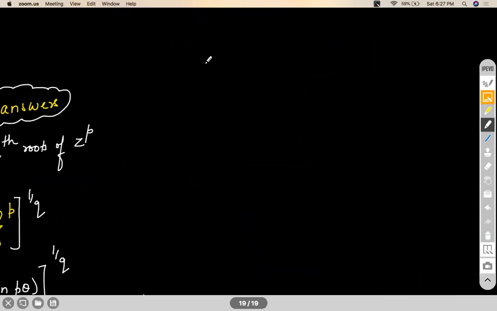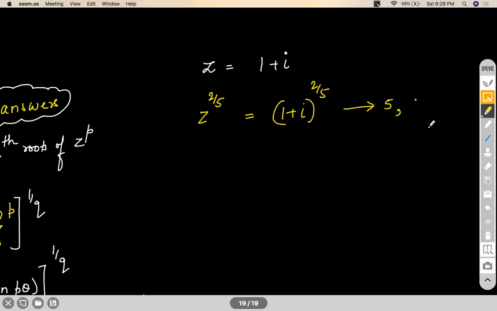Let's say I have a complex number 1 plus i. I'll take a simpler case. I'm raising it to the power of, let us say, 2 by 5. So I want to raise it to the power of 2 by 5. How many answers should come from here? I will get 5 answers, or 5 roots, so as to say. So what are these 5 answers? Let's try to figure it out.